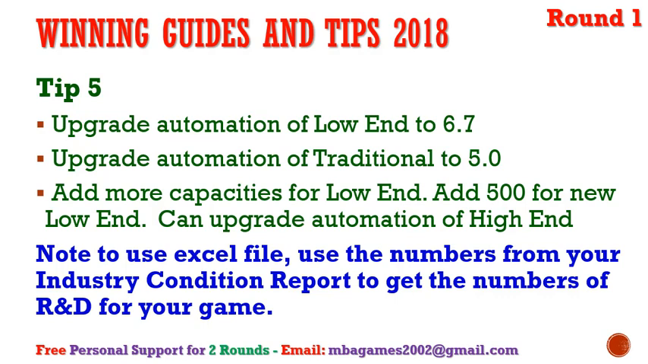Then we increase low end to 8 and 10 as fast as possible, in 3 or 4 rounds. And traditional we increase to around 8, and the others we can increase later from round 3 or round 4. We can add more capacity for low end. This is very important, because if we add a new product, we have the cost of R&D, and we need to add capacity for this product. We can upgrade automation later, but we can upgrade automation for low end right from round 1.